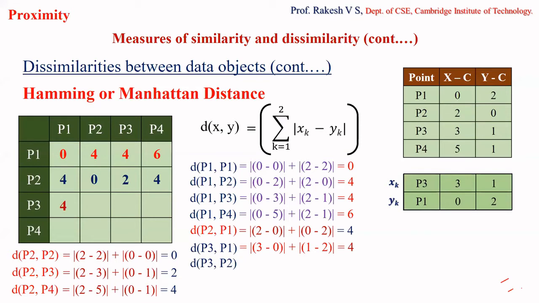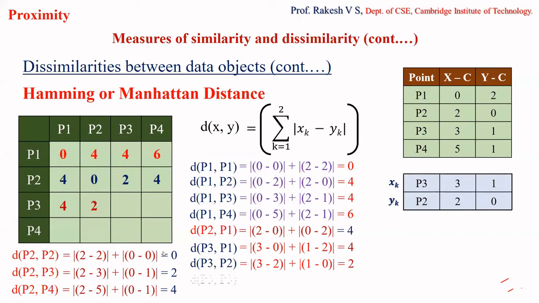Next, I'm going to consider P3 with P2. When I take P3 with P2, xk value is 3, 1 and yk value is 2, 0. So 3 minus 2 plus 1 minus 0, which is equal to 2. I'll tabulate it as 2.